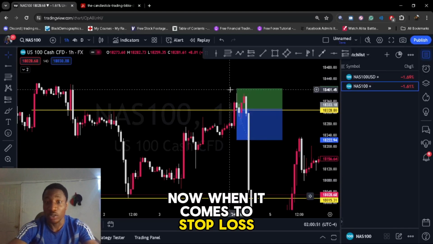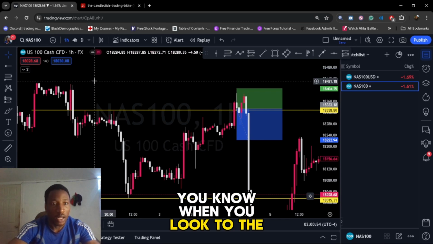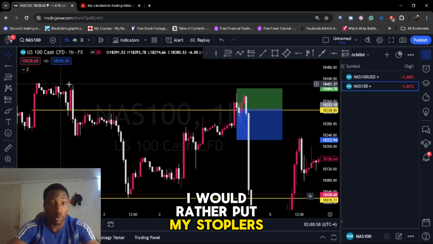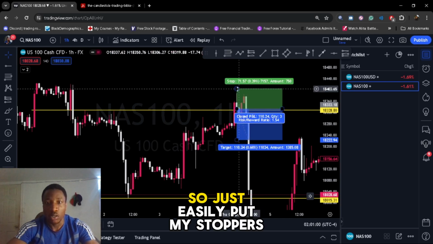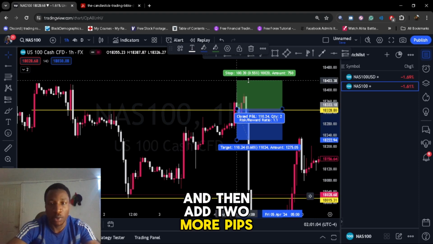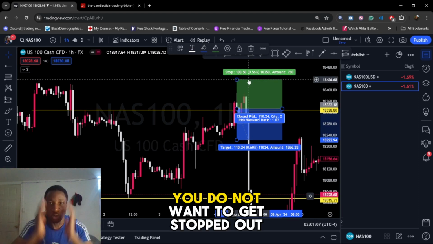Now, when it comes to stop loss, guys, look to the left. When you look to the left, you see that, okay, there are these highs here. So I would rather put my stop loss above these highs here, and then add 2 more pips, all right? Because at the end of the day, guys, you do not want to get stopped out because of stop hunters.